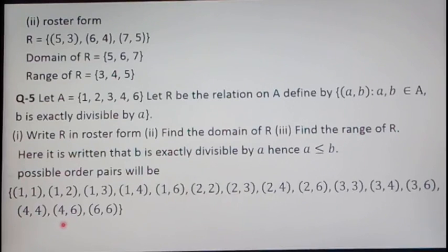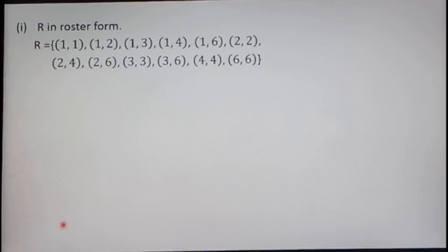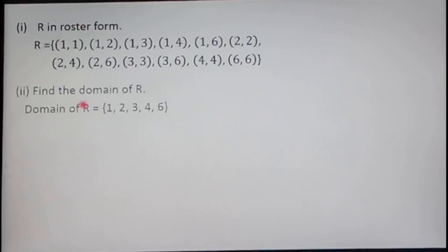So let us see which are our answers. In roster form, R equal to the ordered pairs (1,1), (1,2), (1,3), (1,4), (1,6), (2,2), (2,4), (2,6), (3,3), (3,6), (4,4), (6,6). These are the answers. Now find the domain of R. The first members 1, 2, 3, 4 and 6 are there in the domain.